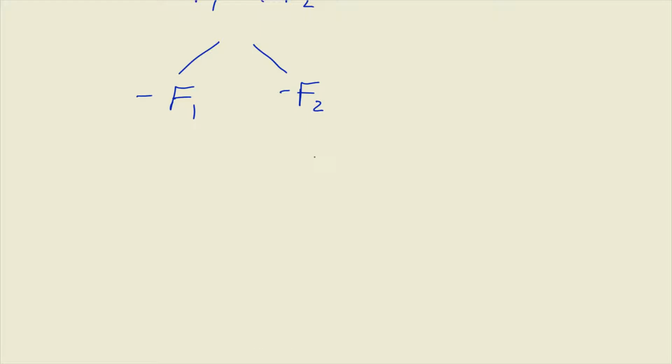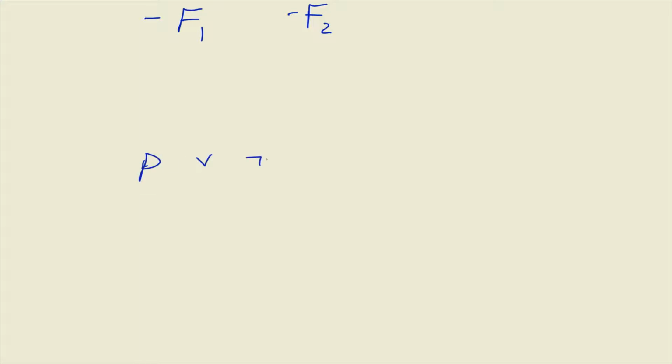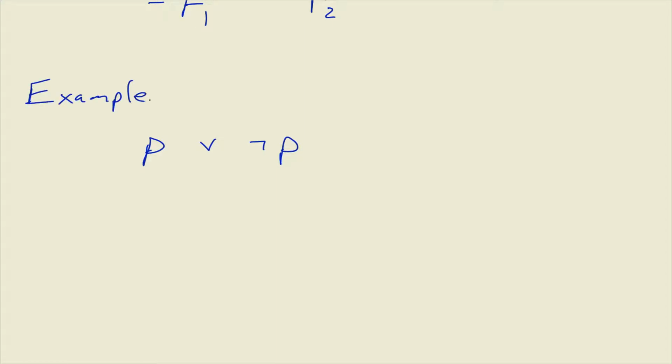Now this isn't quite the end of the story with what's a tableau proof, but we can finish the story by doing some pretty simple argument. If we really wanted to be short and sweet, we could just say P or not P. Let's say we're going to try to prove this with a tableau.